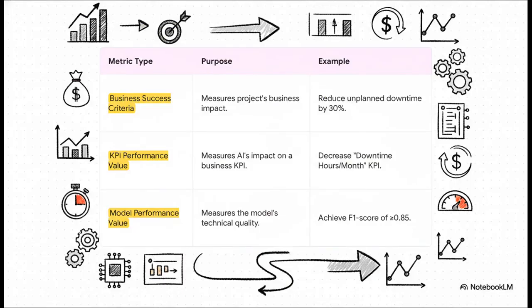Look at this table. It's basically a ladder of metrics. At the very top, you have the business success criteria. That's our reduce downtime by 30% goal from way back in task group 1. To see if we're climbing towards that, we look at the middle rung, KPI performance values. This is where we track a specific business metric, like downtime hours per month. And at the very bottom, the foundation, you have the model performance values. This is the technical stuff, F1 scores, accuracy, that your data scientists live and breathe.